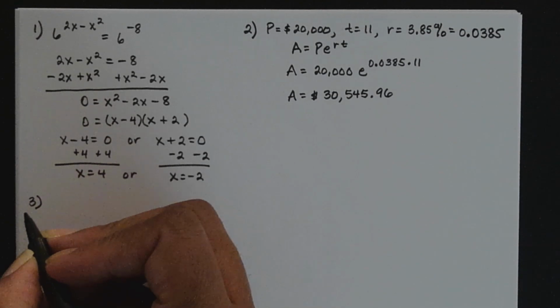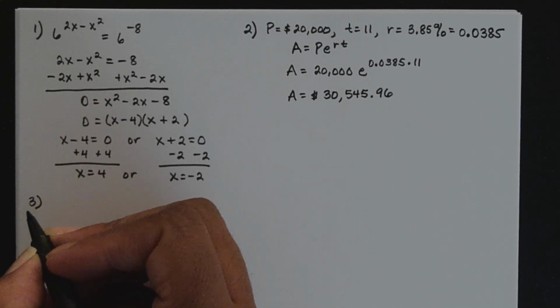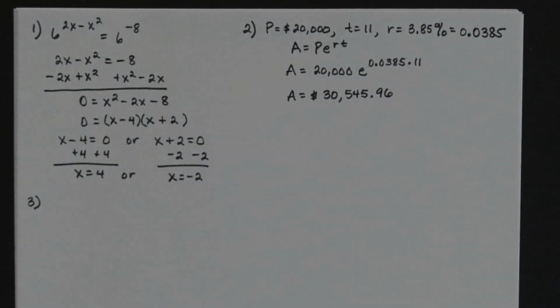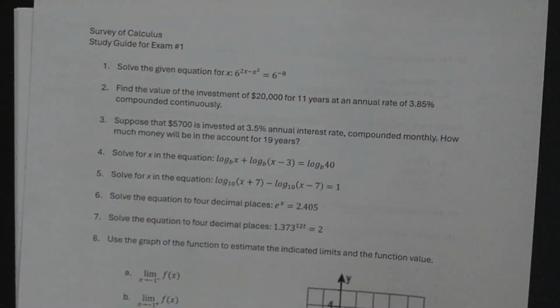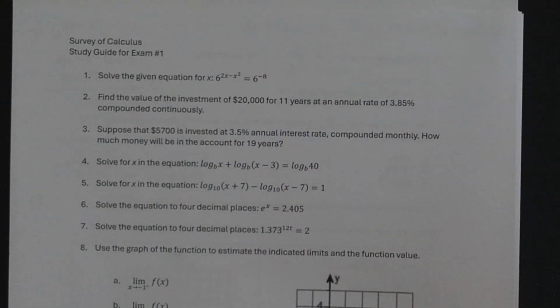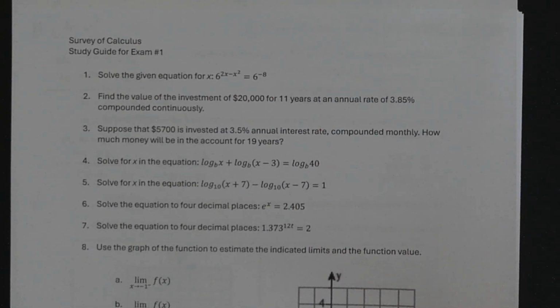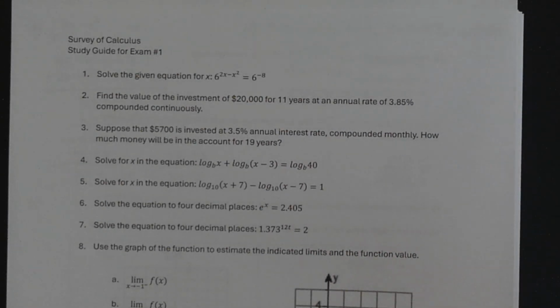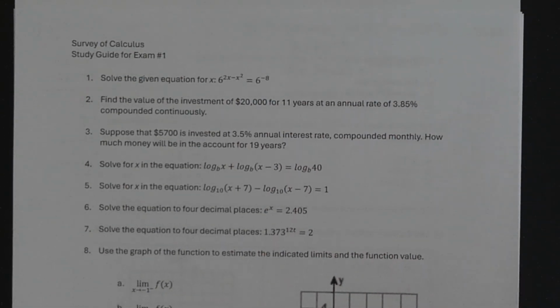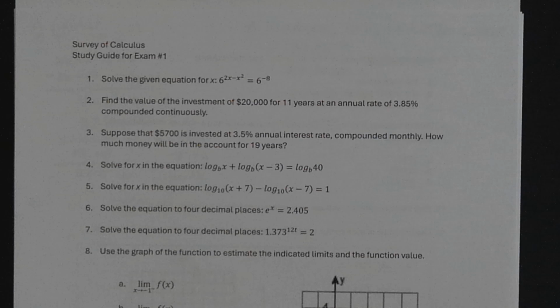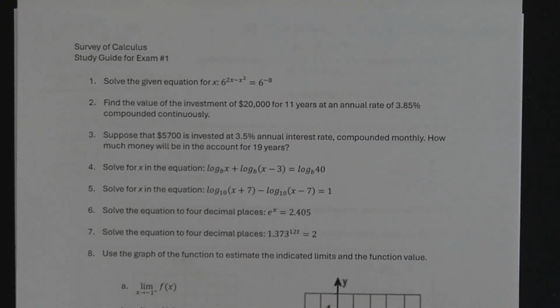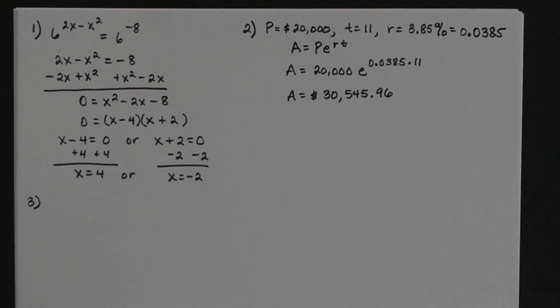All right, number 3. Suppose that $5,700 is invested at 3.5% annual interest rate compounded monthly. How much money will be in the account after 19 years? So now it's compounded monthly, so that means we have to use that other compound interest formula. Okay, so here's what we have.